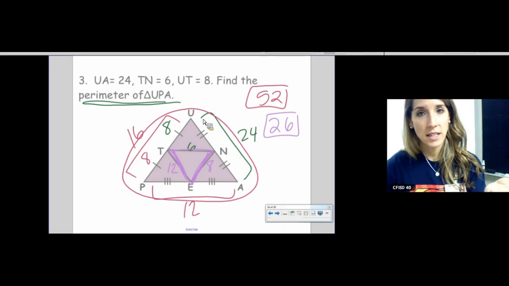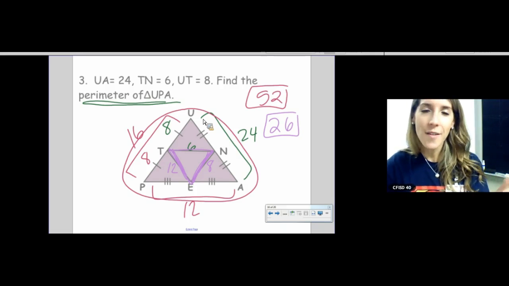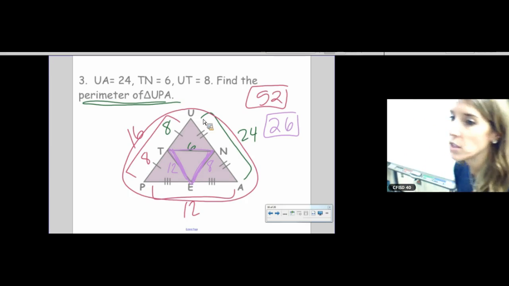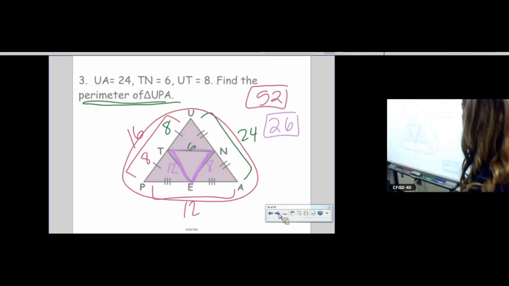How is 26 related to 52? Of course, if each segment is half of its parallel side, then the perimeter is going to be half of the perimeter as well. 26 is half of 52.